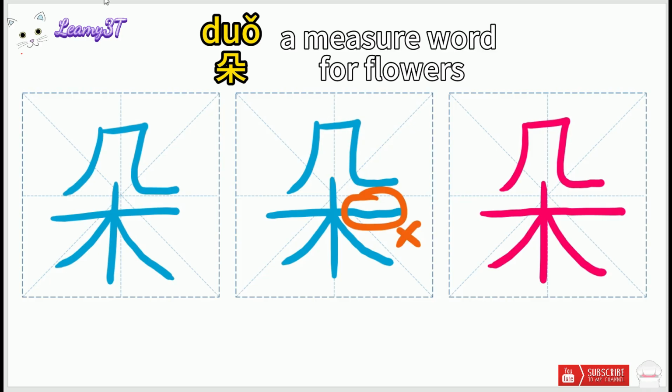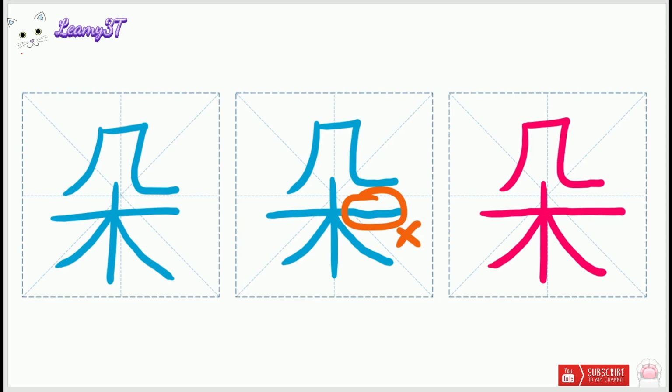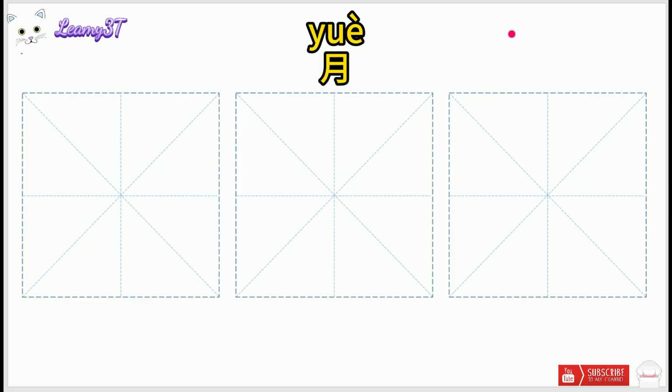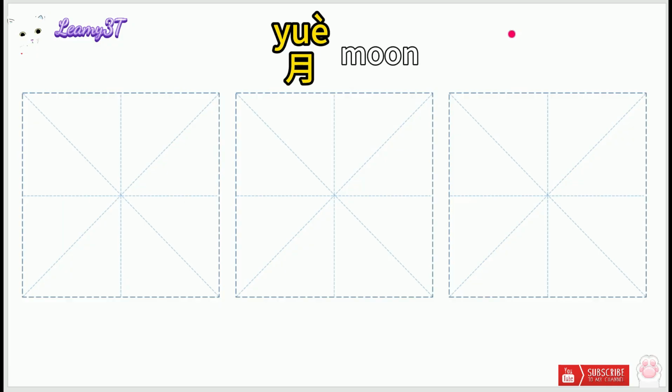This character is 朵, 朵. It's often used as a measure word for flowers. The second character is 月, 月. This character has many meanings. It can represent moon.